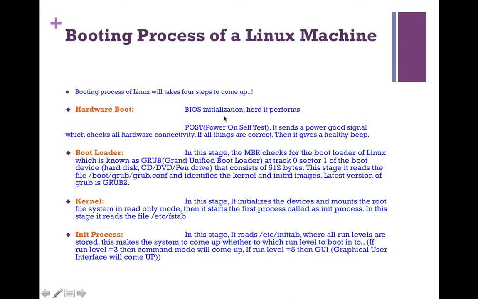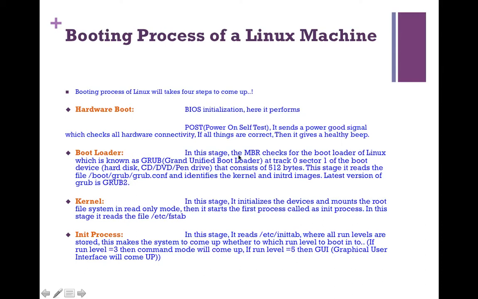Hardware boot. BIOS initialization. Here it performs POST, power on self test. It sends a power good signal which checks all hardware connectivity. If all things are correct, then it gives a healthy beep. Then the second stage goes to bootloader.